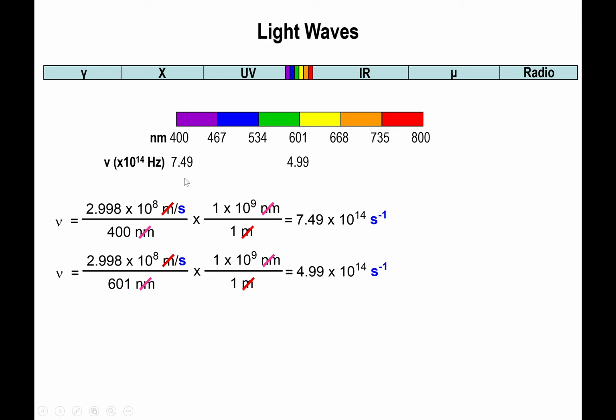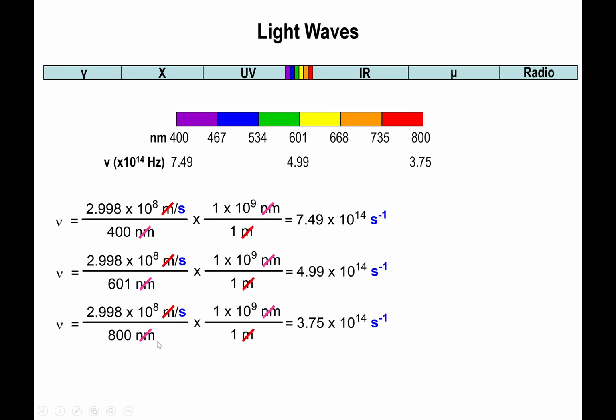All right, we could do the same thing to calculate, let's say, the frequency at 601. We would divide the speed of light, 2.998 times 10 to the 8 meters per second, by 601 nanometers. We change the nanometers to meters using 10 to the 9 as a conversion. And we end up finding out that the frequency is now 4.99 times 10 to the 14. So we enter the value underneath 601 to correlate it. And if we do the same thing yet again with 800, we're going to find out that the actual frequency is 3.75 times 10 to the 14.